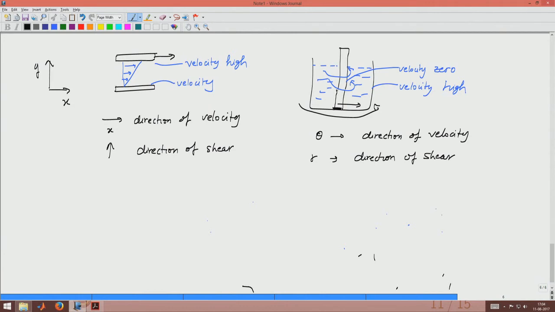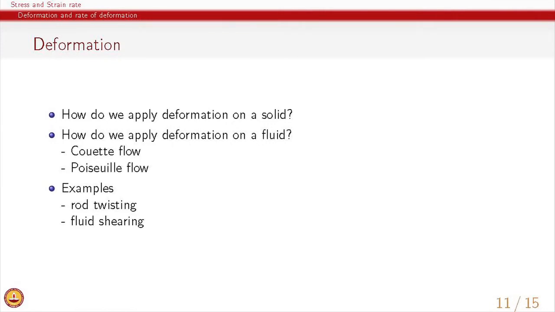And so, in terms of stresses that we had discussed earlier, you would expect that in this case, given that velocity and shear are involved in x and y direction, and in this case direction of velocity and shear are involved in theta and r direction, we would have sigma yx or sigma xy as the stresses, and in this case sigma theta r or sigma r theta as the stresses. So, we just keep this in mind when we discuss many of these rheological techniques later on.